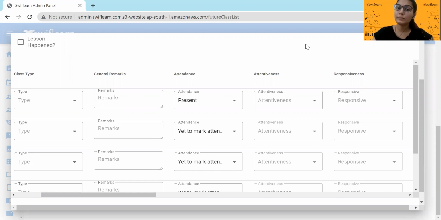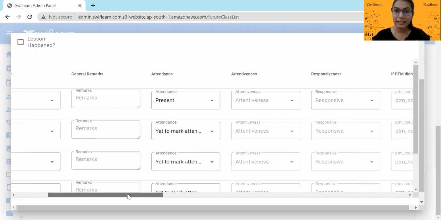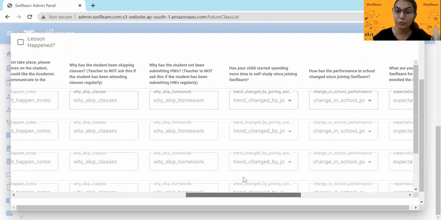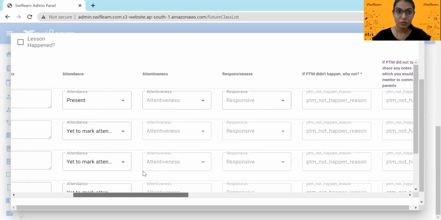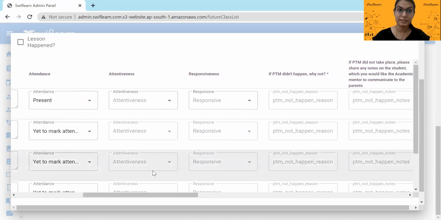Firstly, I do hope that all of you are well aware that we no longer are filling in the Google Forms and we only are using the admin panel and the questions that are available on the admin panel. So while we're marking attendance, as you can see, there are multiple questions present here. So let us start off with the very first one.